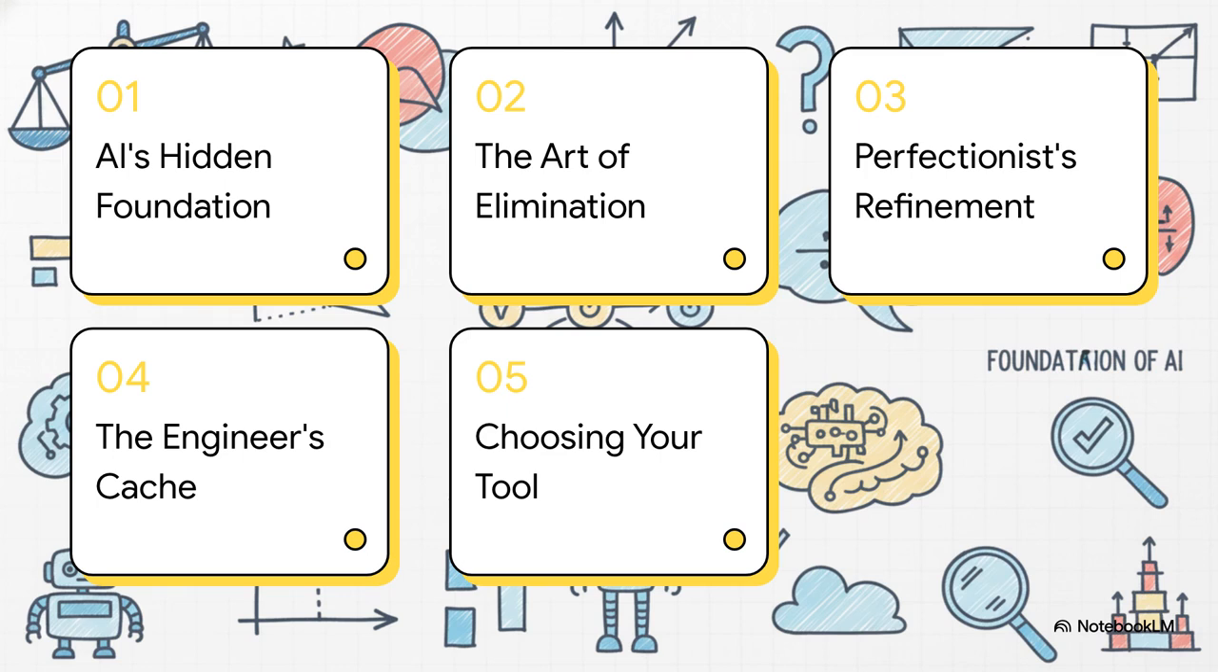So in this explainer, we're going to follow the story of how we got so good at solving these problems at scale. We'll start with the problem itself, then we'll get into the first really brilliant systematic solution. From there, we'll see how that was refined for pure elegance and then totally rebuilt for raw speed. And finally, we'll talk about how you choose the right tool for the job.